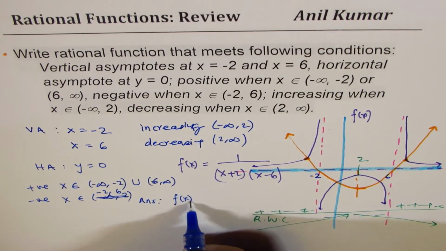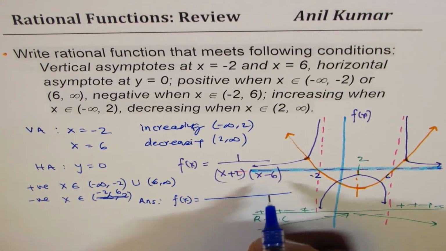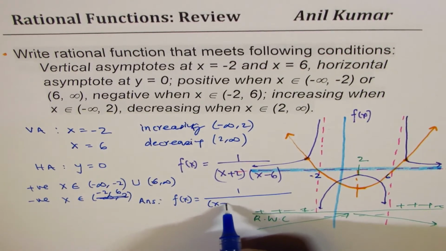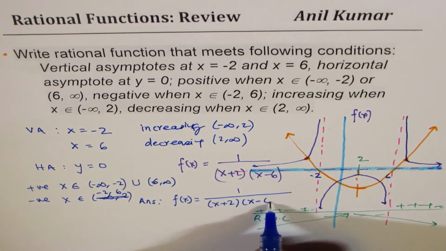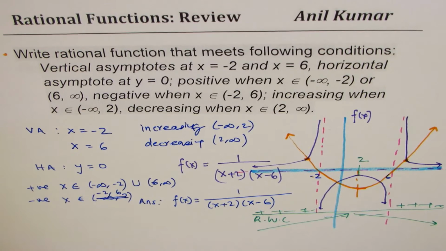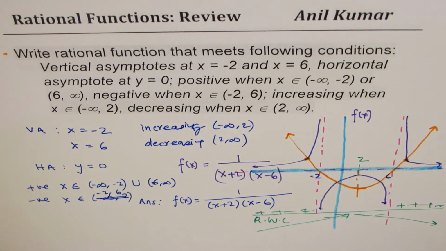f of x is equals to, you need not expand it, x plus 2 times x minus 6, and match the graph. Correct? So that is how you could do this, and I hope this brings it all together, what we learned about the reciprocal function, right? So you can go back to reciprocal function, get some concepts, come back to this question and do it yourself. I hope that helps. So let's move on to the next topic.